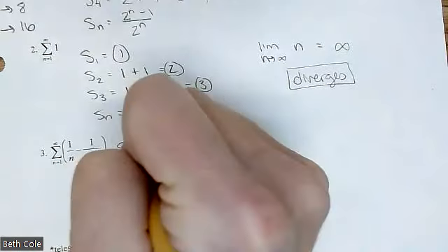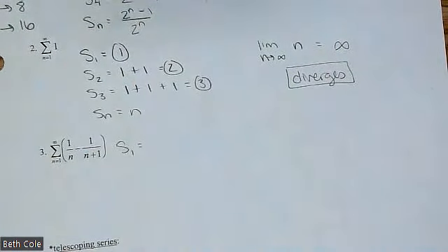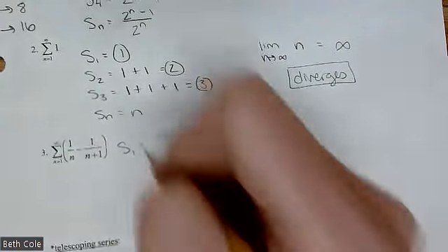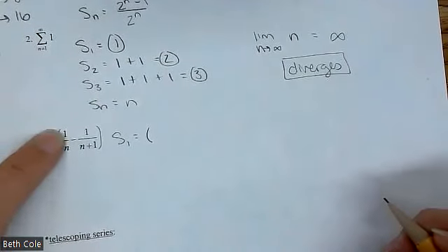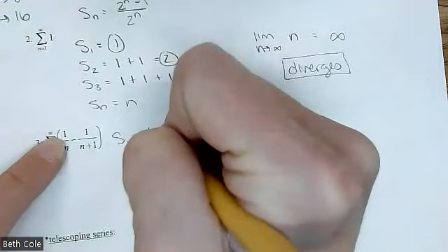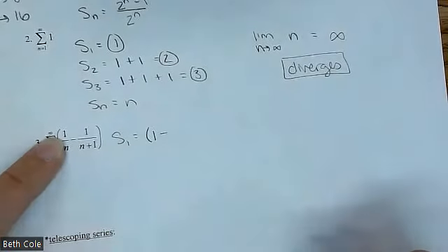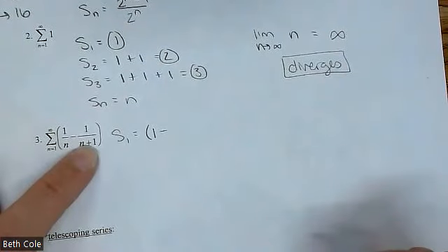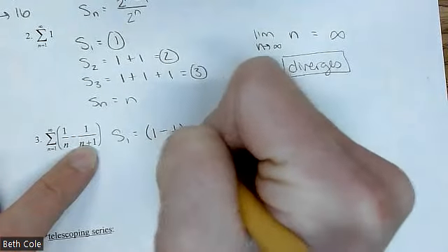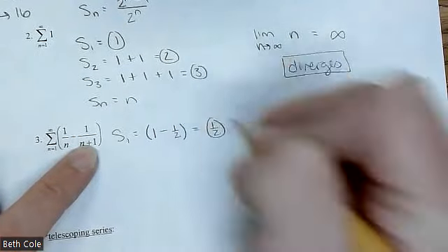All right, let's look at this one. First partial sum, you're really just going to plug in 1, okay? So if you plug in 1 here, 1 over 1 is 1. And then if you plug in 2 there, you would have 1/2. So you would get a half.